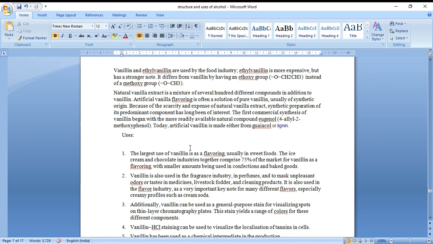So vanillin is nothing but that vanilla flavor. That means vanillin can be used as a flavoring agent. So in that way, you have to write it. Don't memorize all the uses by heart, just think for a while.